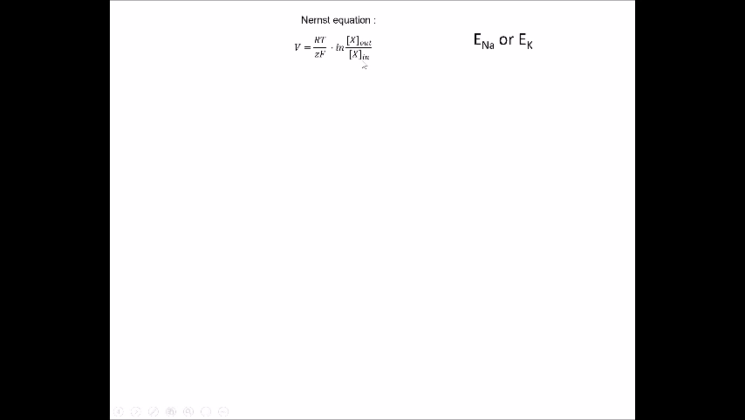If you have charged ions across a membrane and you have more on one side than you do the other side, what's that going to do? It's going to develop a voltage difference across that membrane, right? So what is that voltage difference and how do you determine it? Well, this is the equation that would determine that voltage difference due to a charged gradient difference across the membrane.